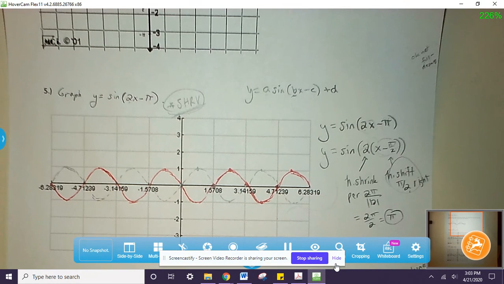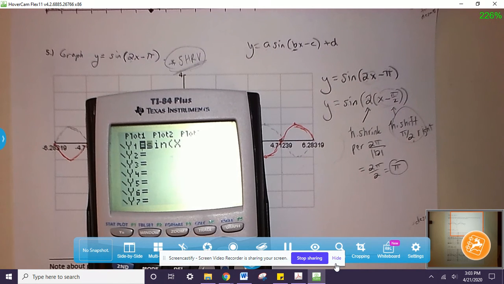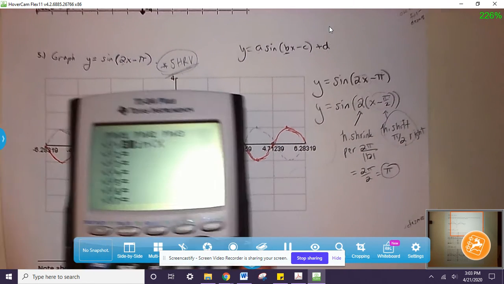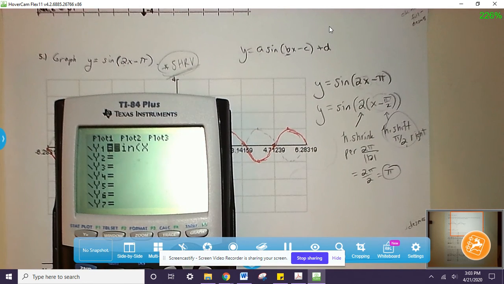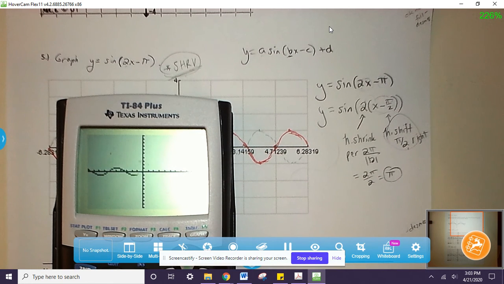So let's do that now. To graph on the calculator, you can go into y equals and hit sine x. And when you hit graph, if you're in Zoom Standard, you might see what I see, or you might not. It depends on what mode you're in.